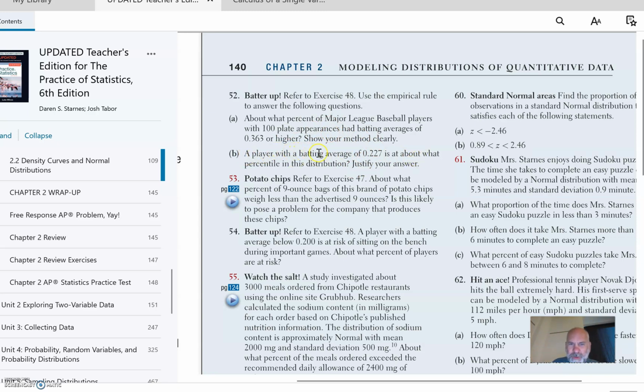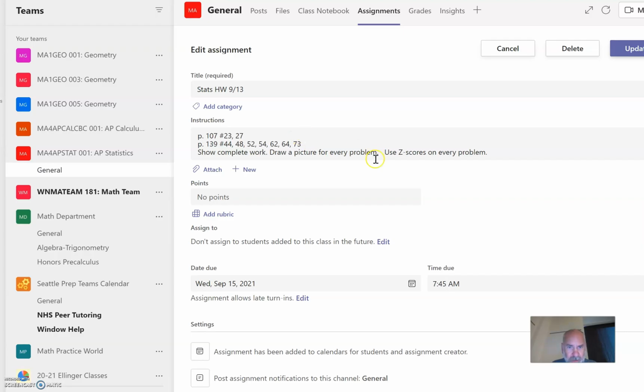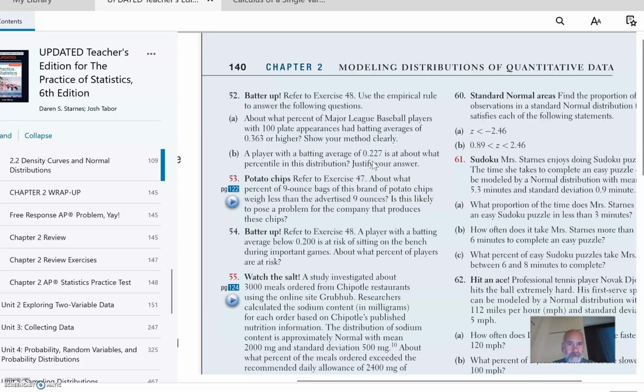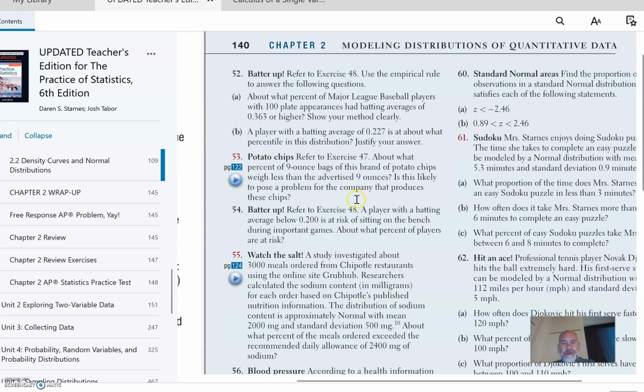I know that it says a player with a batting average of this is at about what percentile, so it might be a little bit off and not perfectly at one of the 1, 2, and 3 standard deviations from the mean. But the expectation here is you just use the empirical rule. You don't need the calculator for these ones, or you don't need it to do norm CDF or inverse norm.